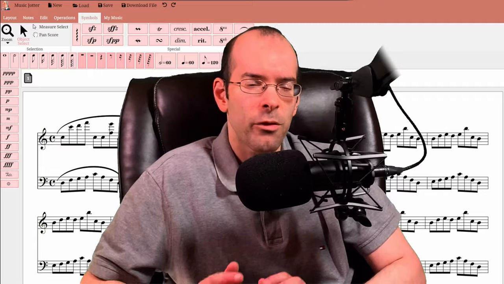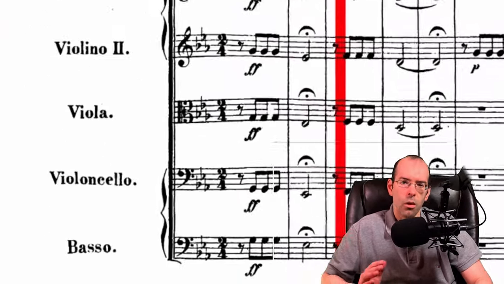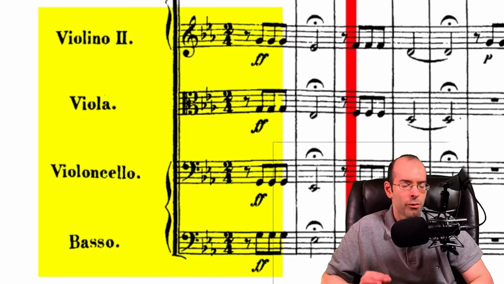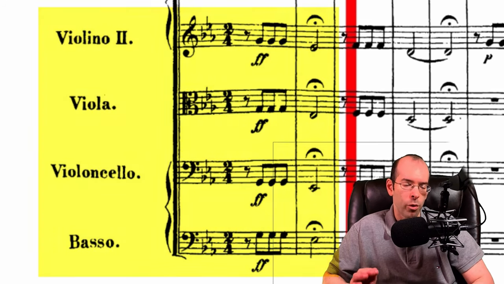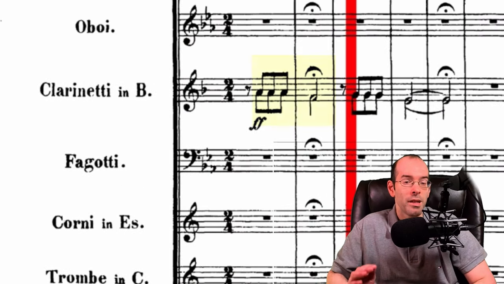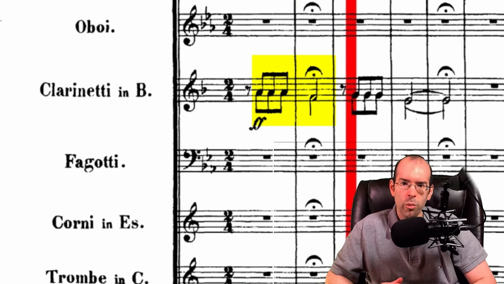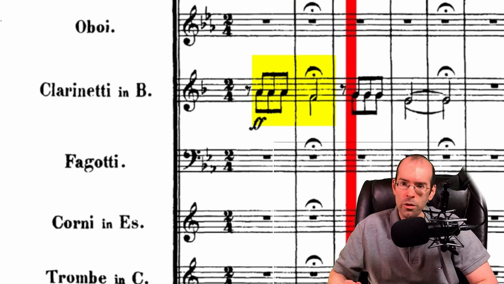So let's take a look at the first 2 measures of the symphony. All of these string instruments play these 4 notes with 4 bow strokes. And then you can see this lonely clarinet over here. It plays these 4 notes with 4 separate breaths. Now, if these notes were slurred, these 4 notes would be performed with either a single bow stroke or a single breath.